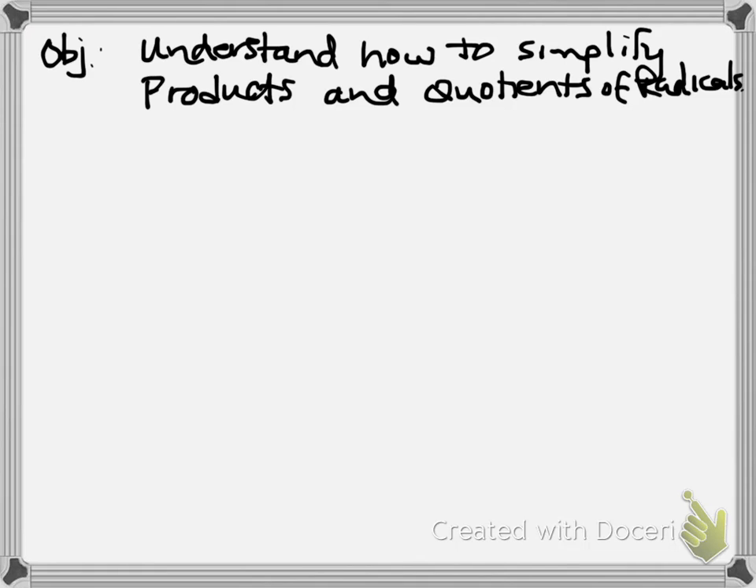Okay? So this comes out of 2 lessons. The lesson on products is 11.4, and the lesson on quotients is 11.5. That's why I have 2 different pages of homework. The 496 goes with the products, and the 501 goes with the quotients.